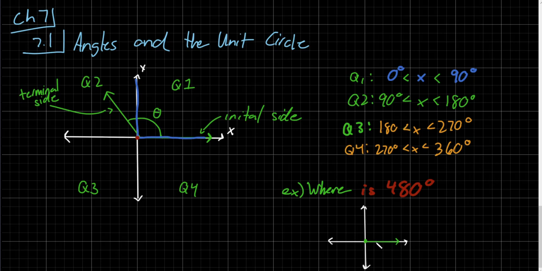I start from my initial side. What quadrant do I have to stop in? 2? So I just go there?